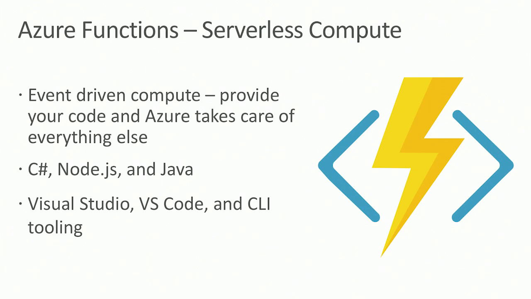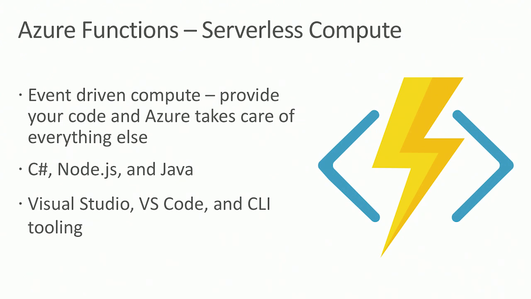But really what it means is that you can provide your code, just a little bit of C# code or Node, Java, you can see here. You publish that code to Azure. And when an event happens, whenever we need to run that code, Azure will automatically take care of everything to run that code at scale in the cloud.